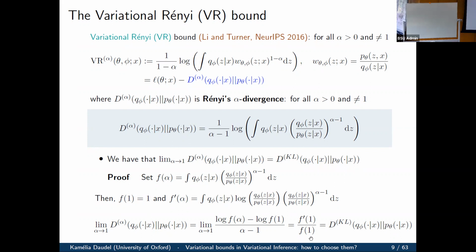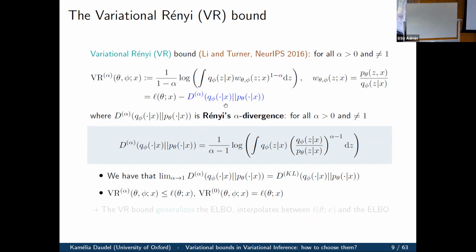Good for everyone? Yeah, this is 1. And this, you just have to plug it in there. So these terms cancel, and this is my exclusive Kullback-Leibler divergence. Okay, so this holds. The second thing that holds is that because this is a divergence, it is also non-negative, like the exclusive Kullback-Leibler divergence. So my variational Rényi bound is going to be a lower bound on the marginal log likelihood.